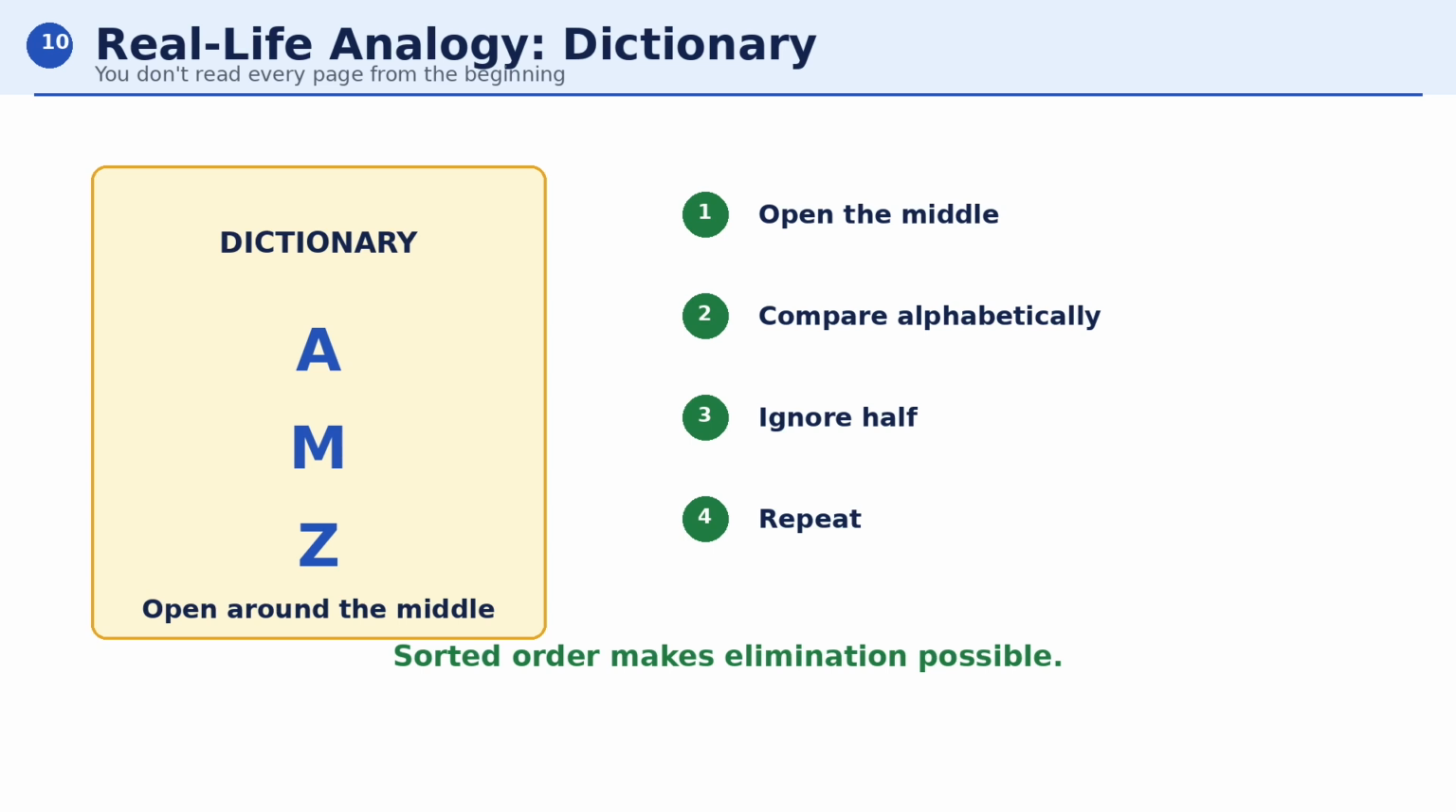You open the middle of the remaining pages. Maybe now you are around S. Now tiger comes after S. Again eliminate half. You keep doing this until you reach tiger. That's binary search because the dictionary is sorted. And the sorted order allows us to throw away half the search space at every step.